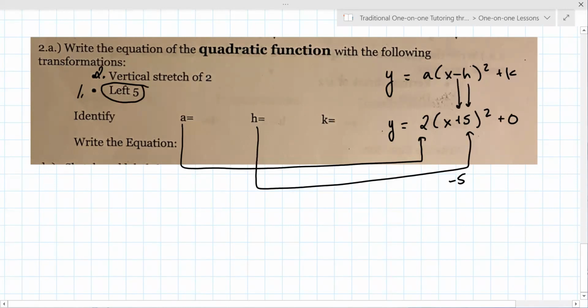But it's still positive. Right, but h is actually negative 5, because if you negate a negative 5, that's how you get positive 5. And k is 0, and a is 2. So left 5 is why, when you go left, h is negative.